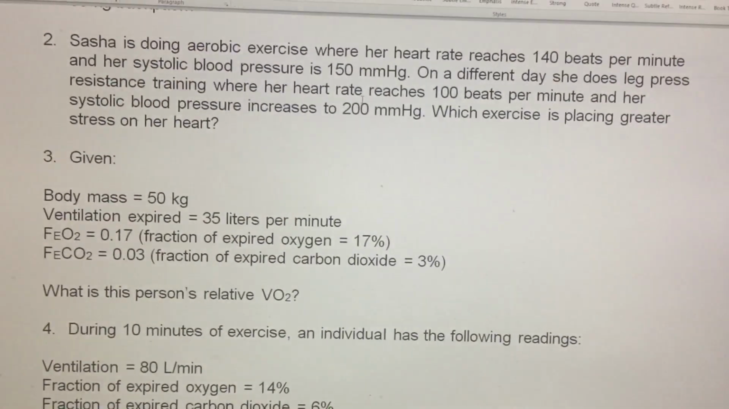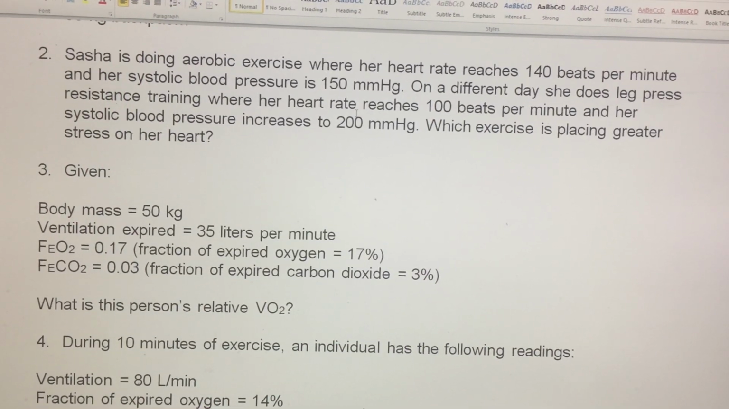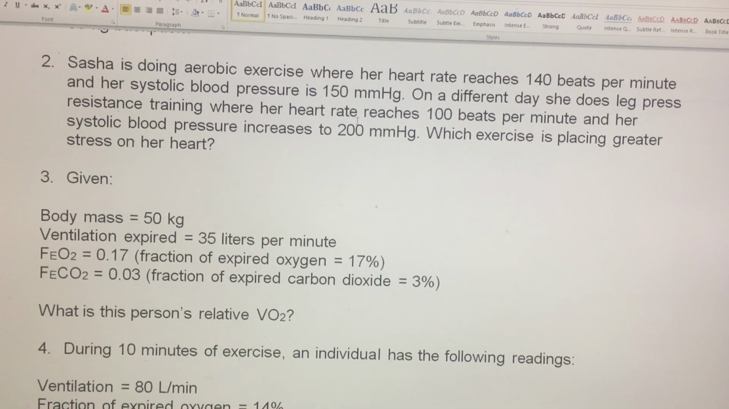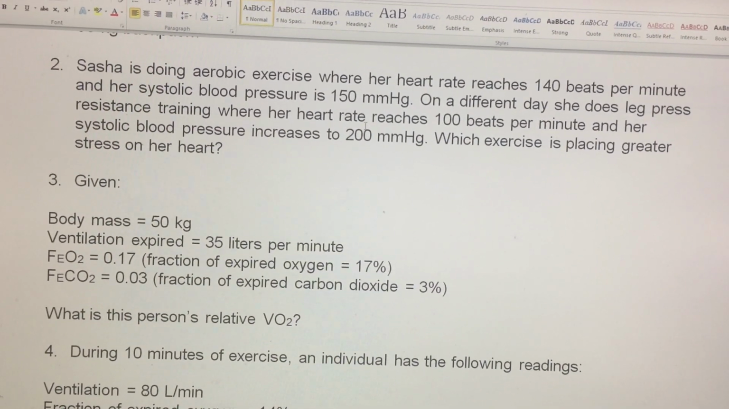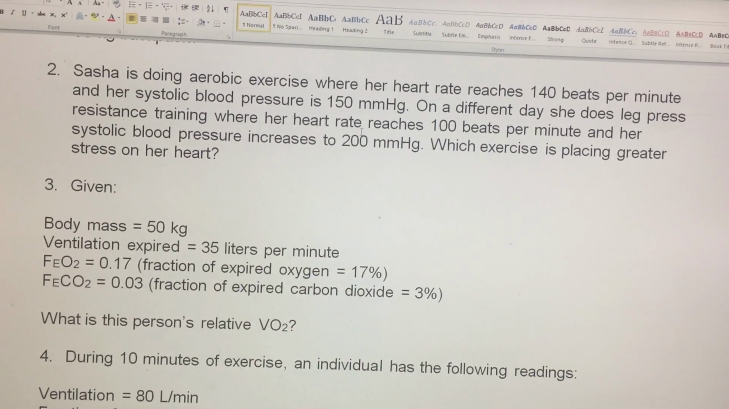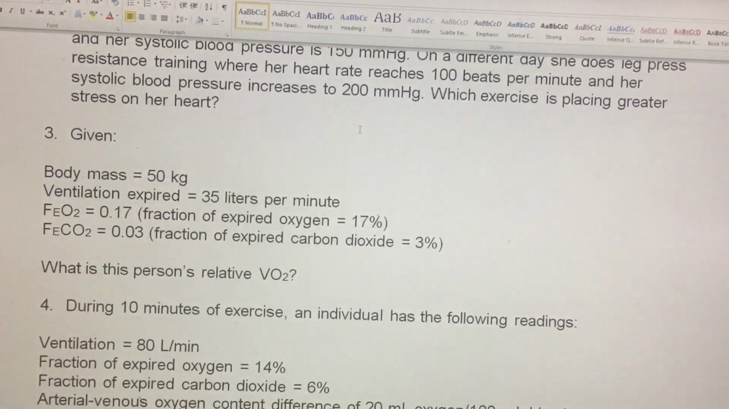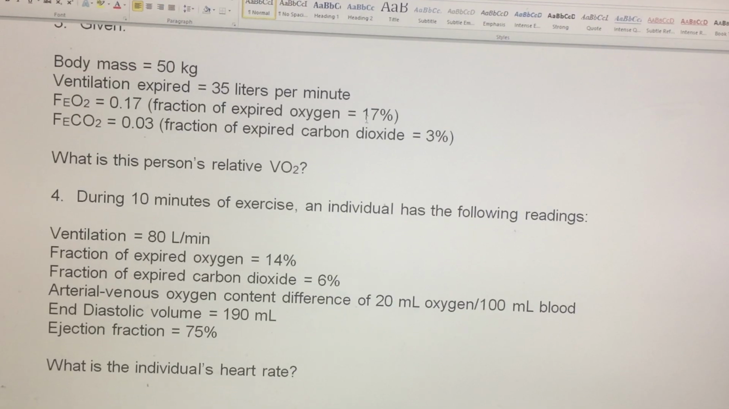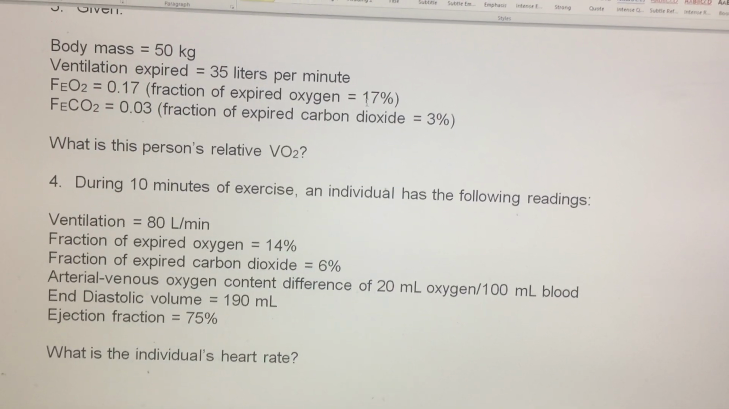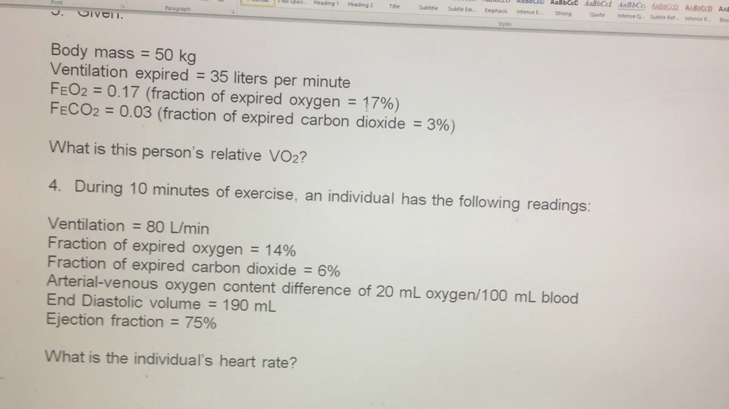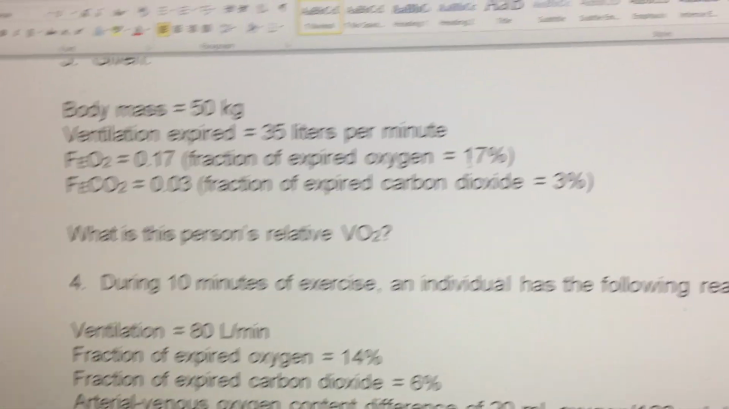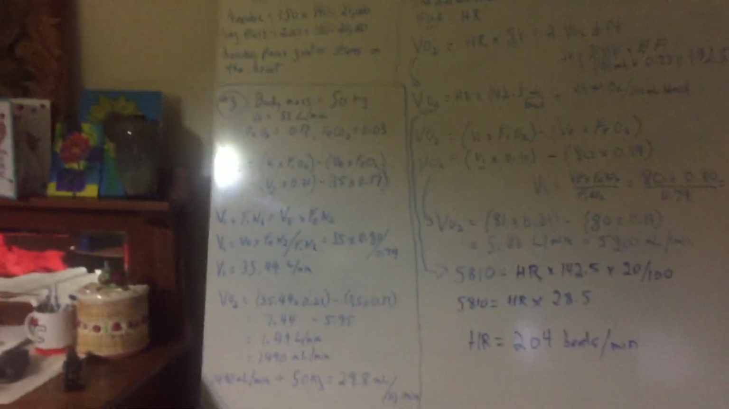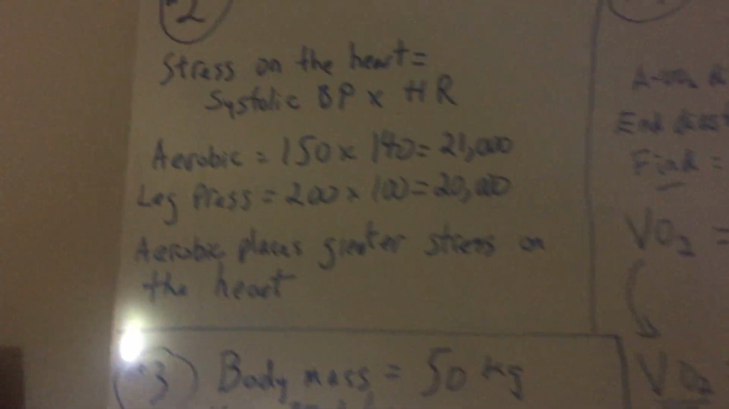Question number 3, I've given you some variables on ventilation and fraction of expired oxygen and carbon dioxide, and I wanted you to determine the person's relative VO2. And then in the last question, I've given you a whole bunch of variables, and I want you to determine the person's heart rate. So what I've done is I've got all these answers up on my whiteboard here. So I'm going to walk over to the whiteboard and go over each of these answers with you.